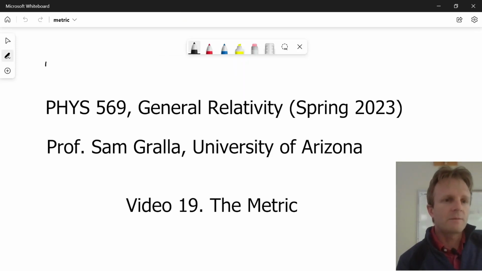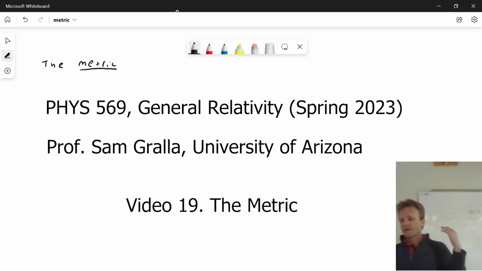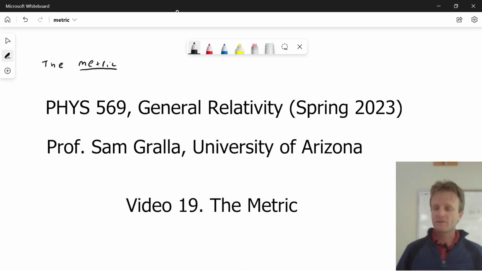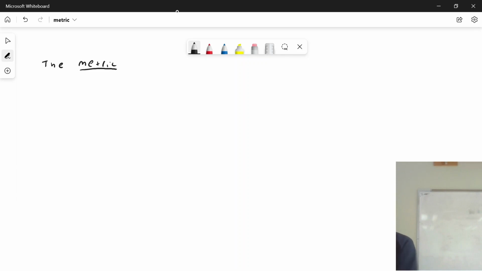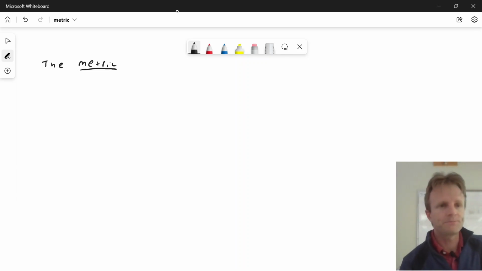Today we get to talk about the most important tensor. We spent all this time introducing the idea of tensors in a flat space-time, introducing a new playground for tensors, more generally manifolds. And now we're going to tell you about the metric tensor. So the metric does a lot for you.